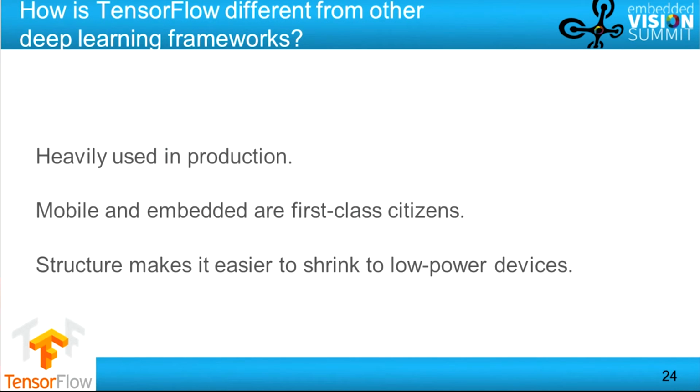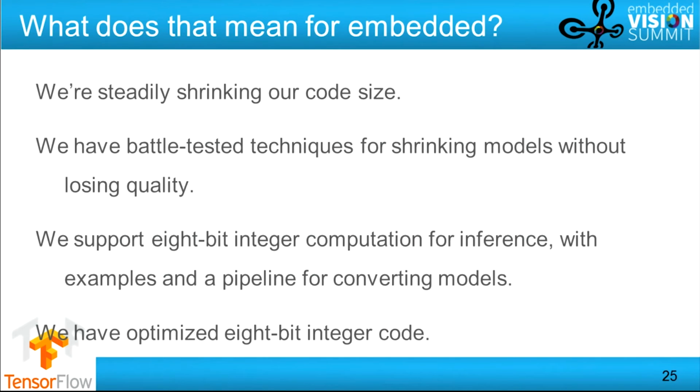And as I mentioned, we're using it heavily in production. A lot of our products are on mobile or embedded platforms, so we really needed something where mobile and embedded were first-class citizens. They weren't afterthoughts or ports. We've shipped with mobile support right from the start, and it's really key to what we're doing. Because of the modular way that we put this together, it makes it a lot easier to shrink to low-power devices. In practice, what that means is that we're steadily shrinking the code footprint, since that's one of the key issues we face when shipping on low-power and embedded devices.